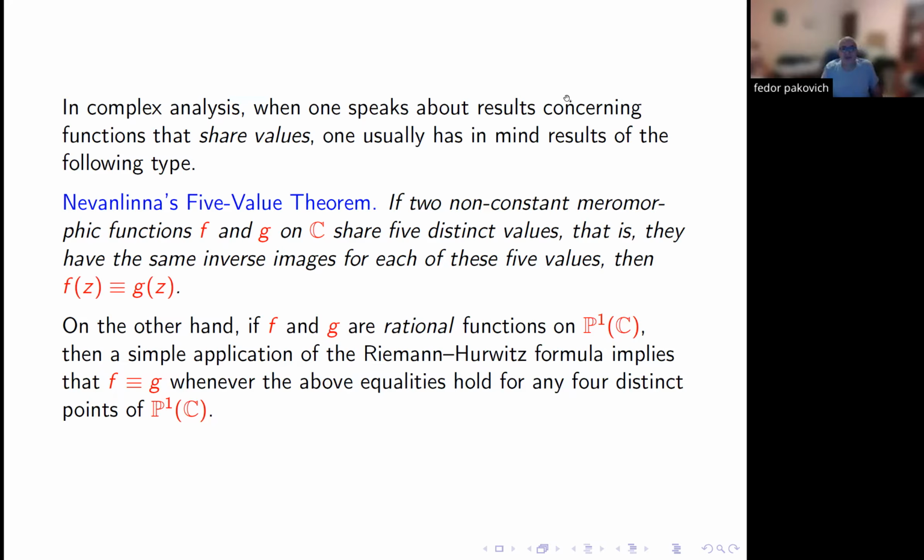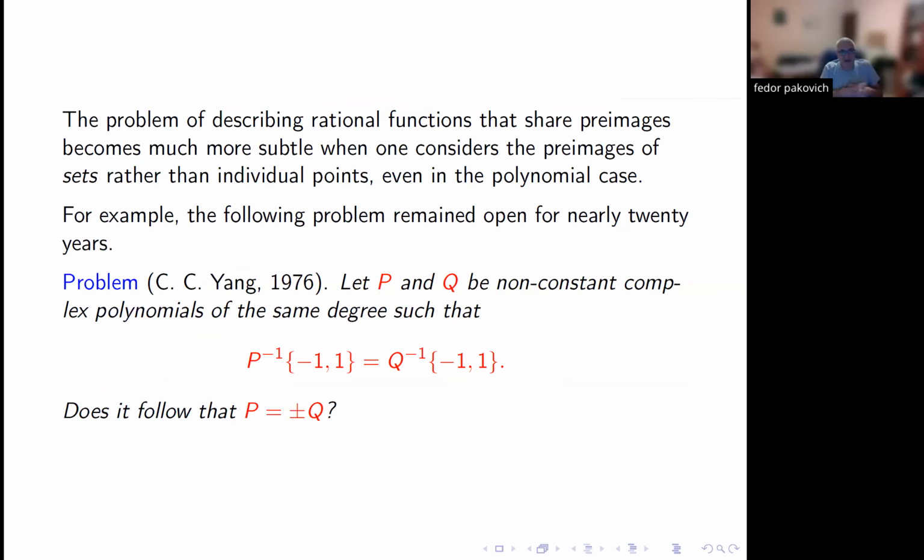So let me explain why in two words. Basically, you should just consider the function f minus g, and you can calculate the degree of this function, or estimate at least, and estimate the number of points in the preimage of these 4 points. And you will obtain that f minus g has too many zeros, okay? And therefore they coincide.